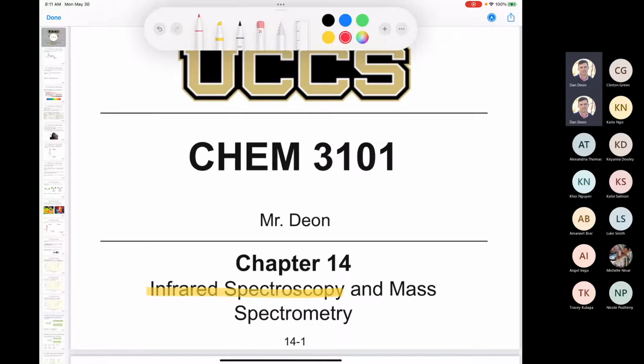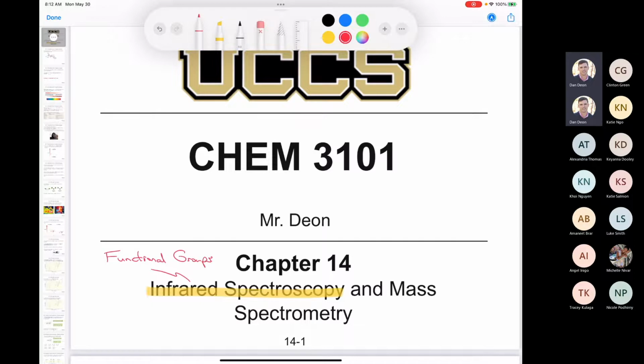So make sure you know all of your functional groups, that you know what an ester, a carboxylic acid, a nitrile, an aldehyde, a ketone, an alkene, an alkyne, an alcohol, an amine, an amide, etc. Make sure you know your functional groups very well, because that is the whole purpose of infrared spectroscopy, to be able to identify functional groups.